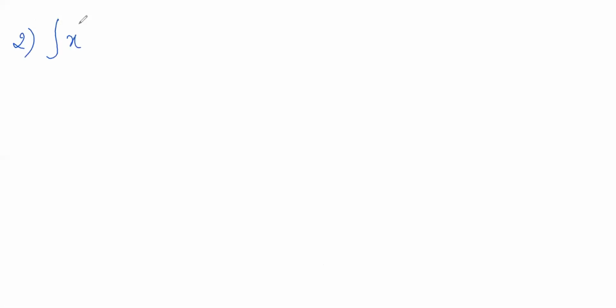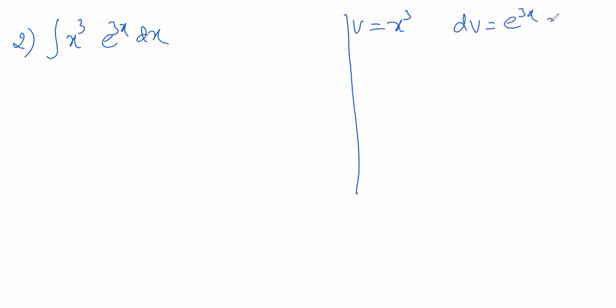Same model, integrate x cube e power 3x dx. Right? Okay. Now x cube is algebraic, e power 3x is what? Exponential. So algebraic comes first. So we have taken what? U is equal to x cube and dv is equal to e power 3x dx. Correct, ma? So we'll have u dash is equal to 3x squared. Yes.